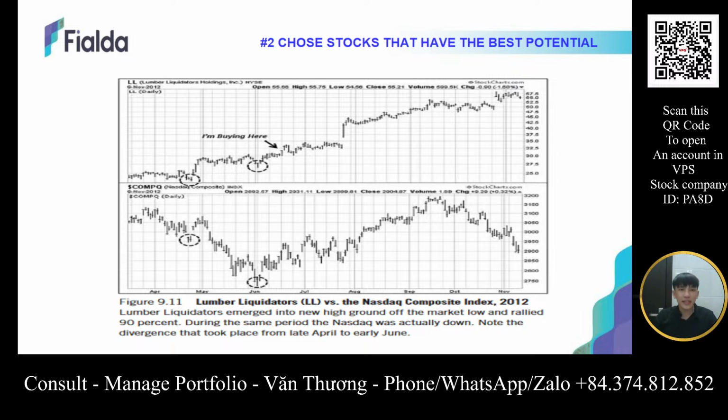The last one is Lumber. While the general market is in a downtrend, the leader stock is in an uptrend, right? And it formed a flat base here. The leader stock broke out of the flat base and made a big return, big profit, right?